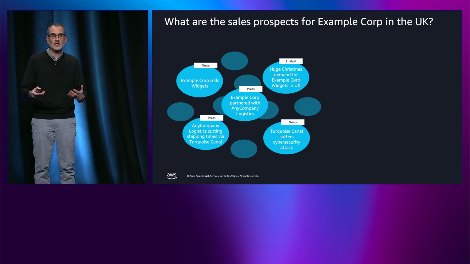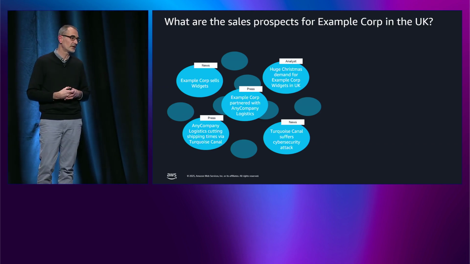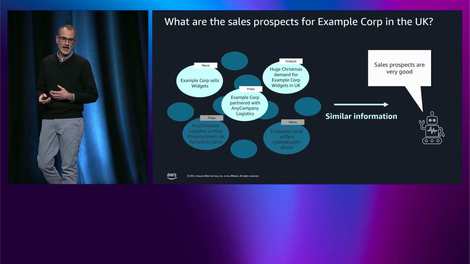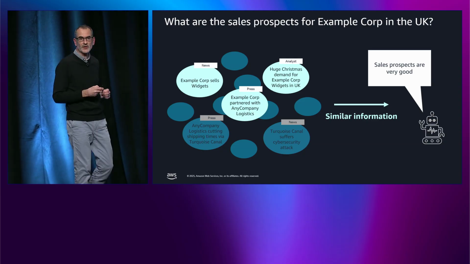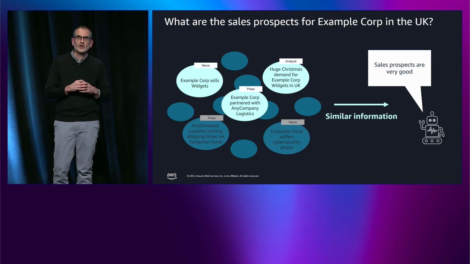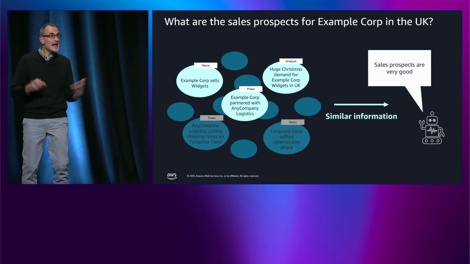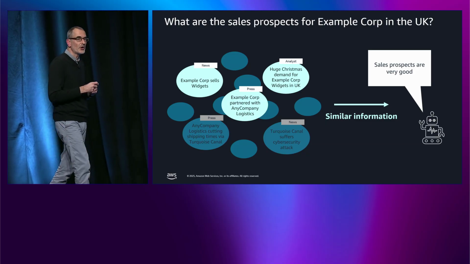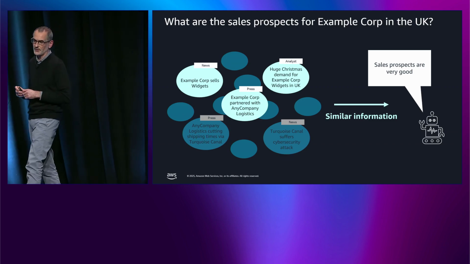We can use similarity search to find content that is semantically similar to the question being asked. And in this case, it's going to be content that likely mentions Example Corp and Example Corp in relation to the UK. So something like this, these top 3 articles. So we retrieve that context, and given that evidence, the system can then reply, hey, sales prospects are great, they're really looking up. And on the surface, that looks like a good response. Given that evidence, that looks like a good response.